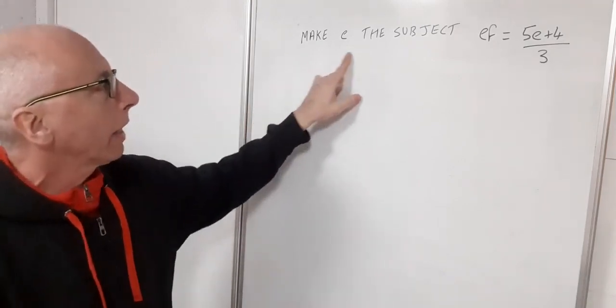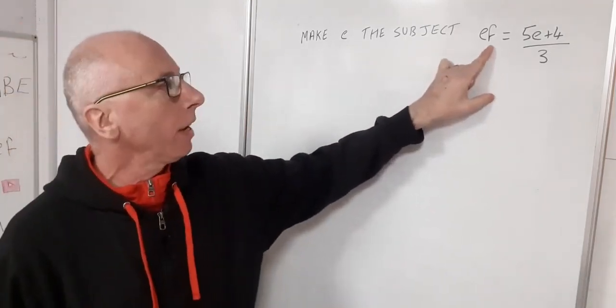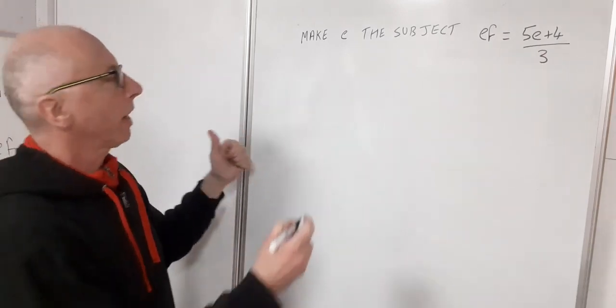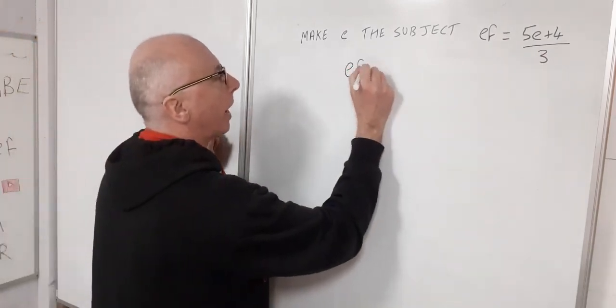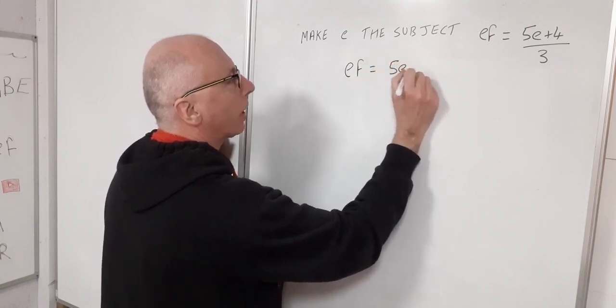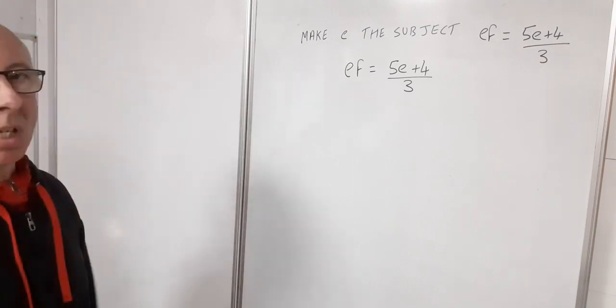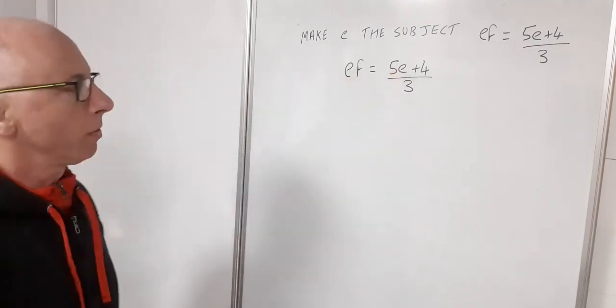So in this question, I want to make E the subject of this formula. EF equals 5E plus 4 over 3. So first of all, let's get this formula written up. EF equals 5E plus 4 over 3. So my goal is to get E on its own.